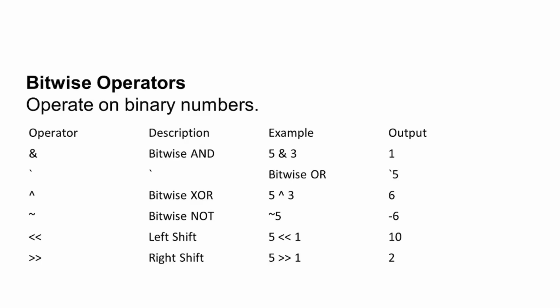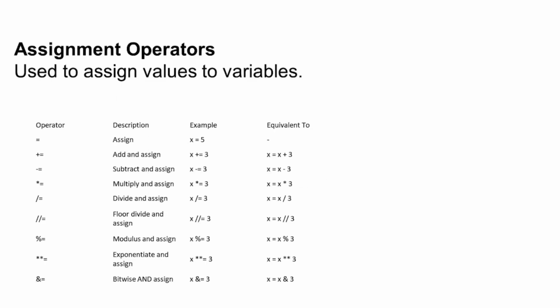Bitwise operators work on binary numbers: bitwise and, or, XOR, bitwise not, left shift, right shift. These are the bitwise operators. Assignment operators are for assigning values. First is the equal sign to assign, x equal to 5 for example. Here x is a variable and 5 is a value, the object we are addressing as x.